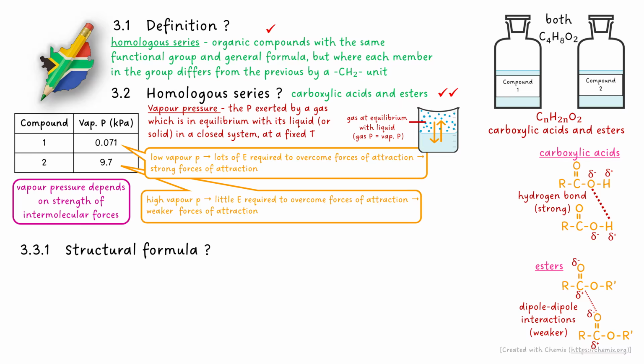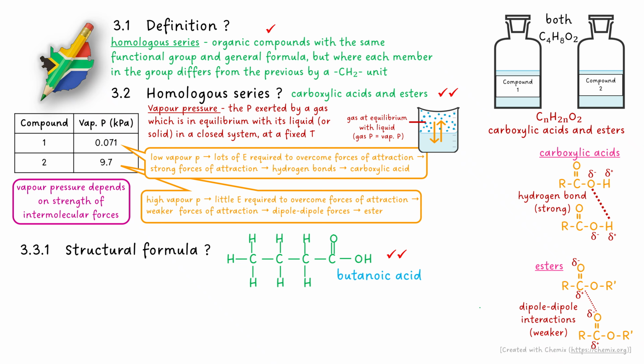Now that we know the relative strengths of the intermolecular forces, we can identify that compound 1 with a stronger intermolecular force must have hydrogen bonds, and so must be the carboxylic acid. And compound 2 with the weaker intermolecular force, which must be dipole-dipole forces, must be the ester. So the structural formula of compound 1 is the structure of the carboxylic acid, and we know it has 4 carbon atoms, so it must be butanoic acid.